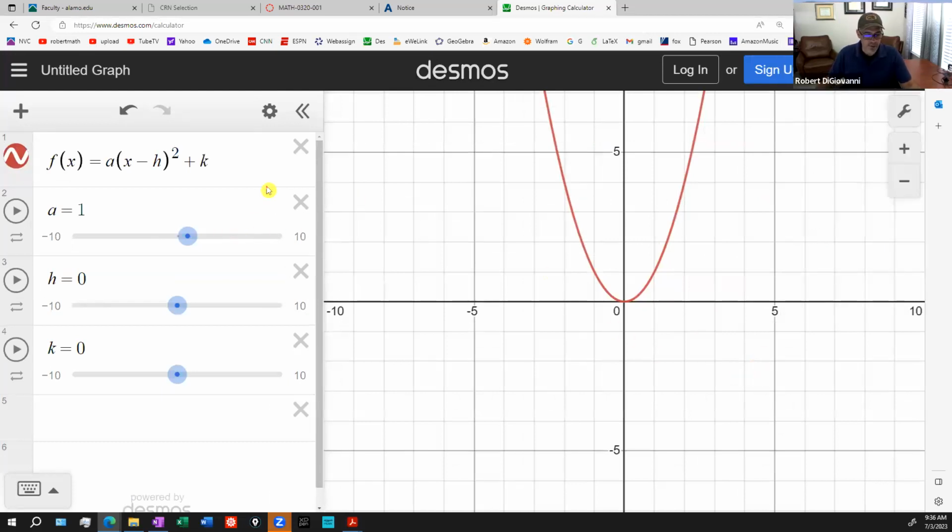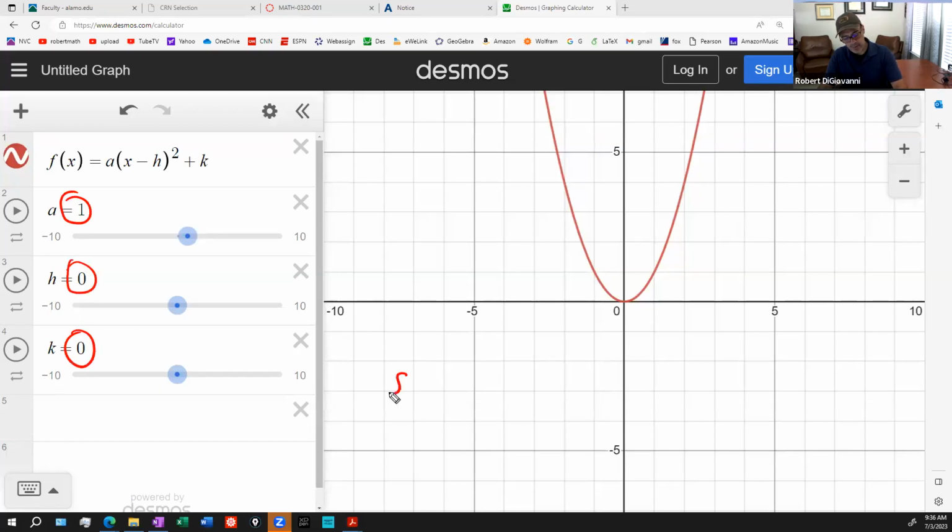So what I've done is I'm using this program called Desmos, and I've typed in the generic vertex form for a parabola here, f of x equals a times (x minus h) squared plus k. And what this allows me to do is change the values of a, h, and k in real time. So right now, what you're looking at, the a is 1, the h is 0, and the k is 0.